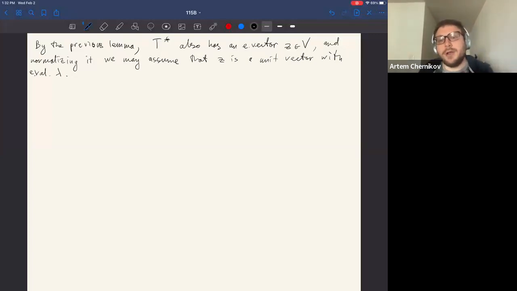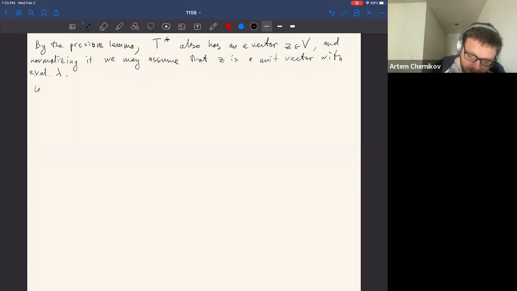So the previous lemma tells us that if T has an eigenvector, then T star has an eigenvector. But if you take an eigenvector and normalize it, so multiply by 1 over the norm, you're going to get a unit vector, which is still, of course, an eigenvector, but maybe with a different eigenvalue. Its eigenvalue is going to be multiplied by some scalar. But it doesn't matter. So the conclusion is that we get a unit vector which is an eigenvector, and we denote its eigenvalue by lambda.